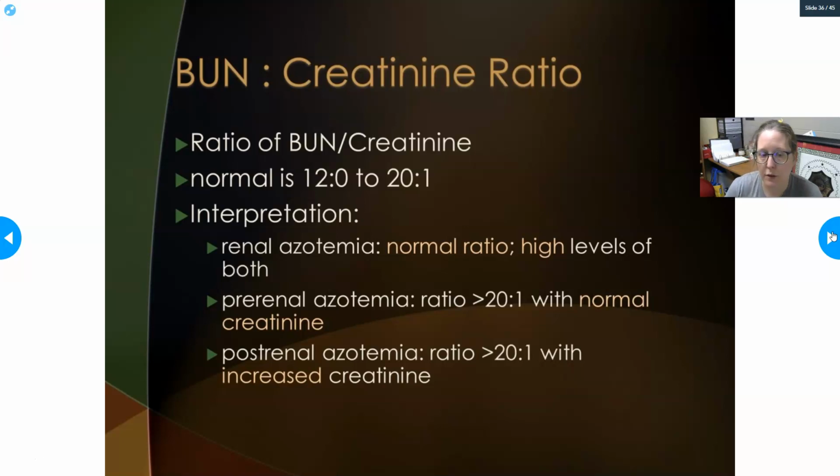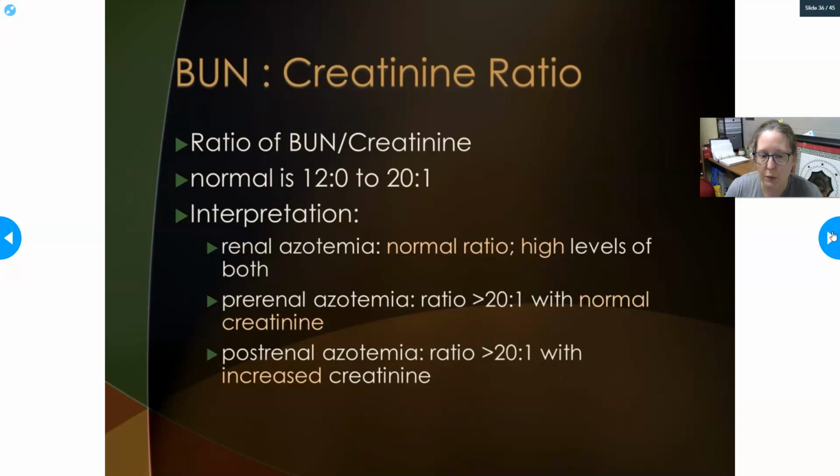Let's go with pre-renal. With pre-renal azotemia, the ratio is always going to be above 20 to 1, and oftentimes the creatinine is normal. Again, the problem is not in the kidney. The problem is the blood flow to the kidneys. The problem is cardiac. The problem is elsewhere: dehydration, shock, etc. And so that's why there's an increase in BUN over the increase in creatinine, and that's why the ratio is off.